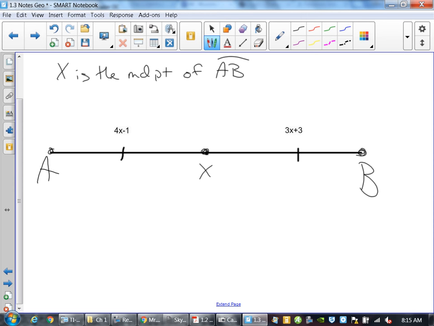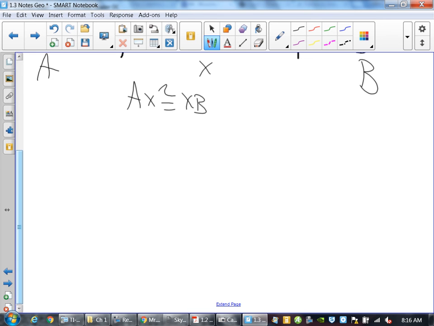So think about the idea here again. If X is a midpoint, it cuts the whole segment AB into two equal congruent parts. So that means that AX has to be equal to XB. So I know that AX is congruent to XB. But when we solve equations, we solve in terms of equality. When we said things were congruent, remember, it means the same thing as equal length, so then I can say AX equals XB.